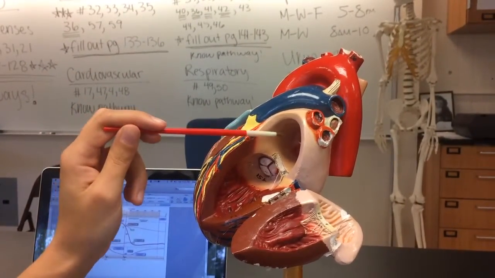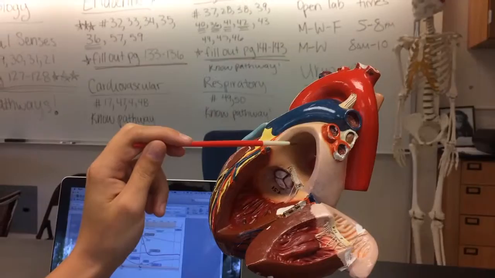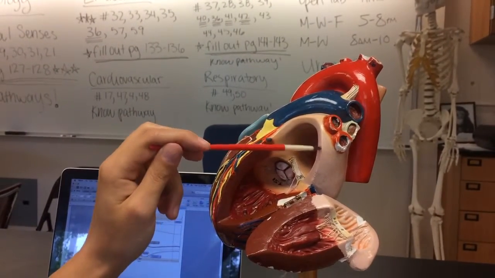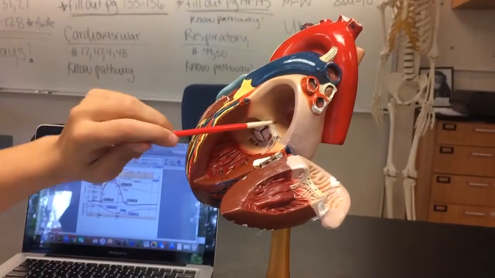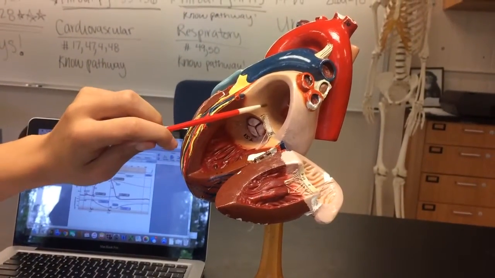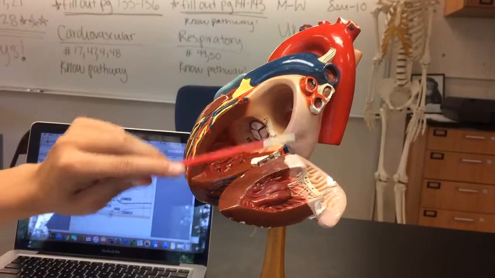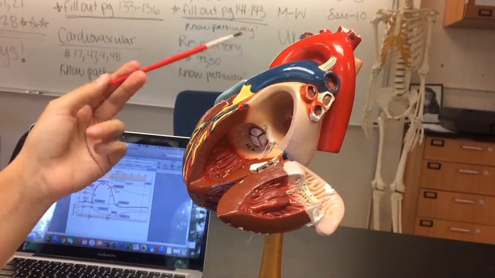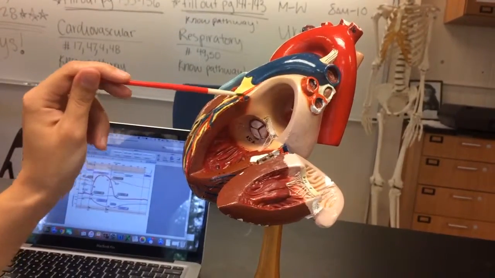So the atrial systole is when the left atrium is contracting, and that corresponds with the P wave of an EKG. And then atrial diastole is when the left atrium is relaxed, and that corresponds with the T wave of an EKG.